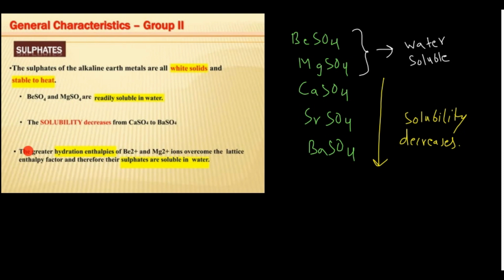So you can see here I have also written on this particular slide, the greater hydration enthalpies of these two, because they have a little bit smaller size, so hydration enthalpy is quite high in that case, which overcomes the lattice enthalpy. That's why these two are soluble, while for all these, hydration enthalpy is quite low. That's why they remain practically insoluble in that case.